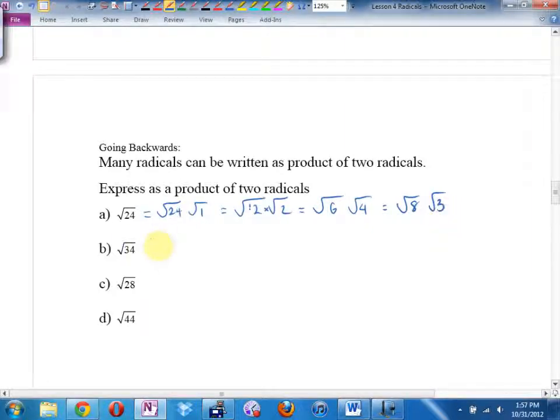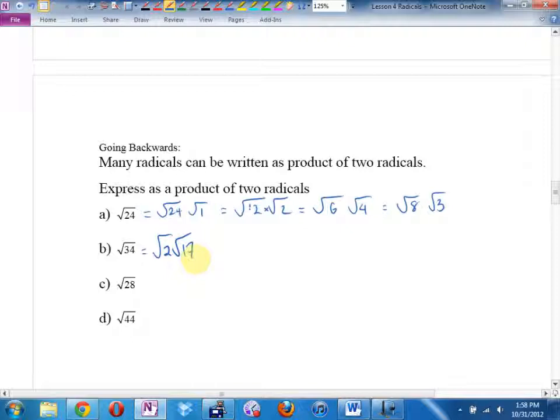Hey, how can I write root 34? 34 is what times what? Sure, root 2, root 17. You can put a times between them if you want. Or root 1, root 34. Anything else? No, 17 is prime, 2 is prime. I don't think there's anything hidden in there.